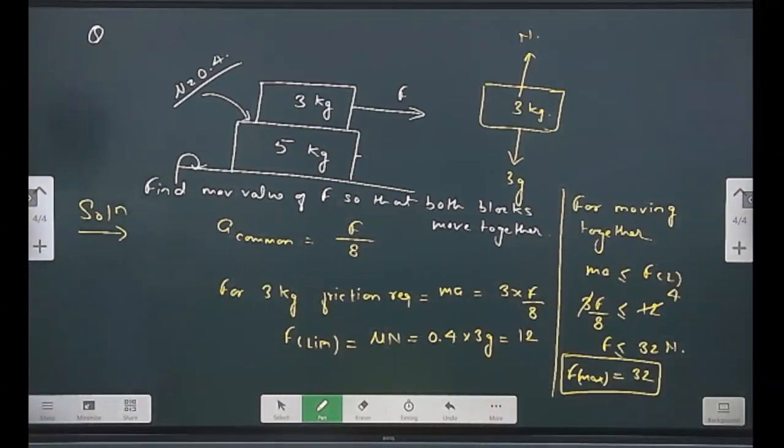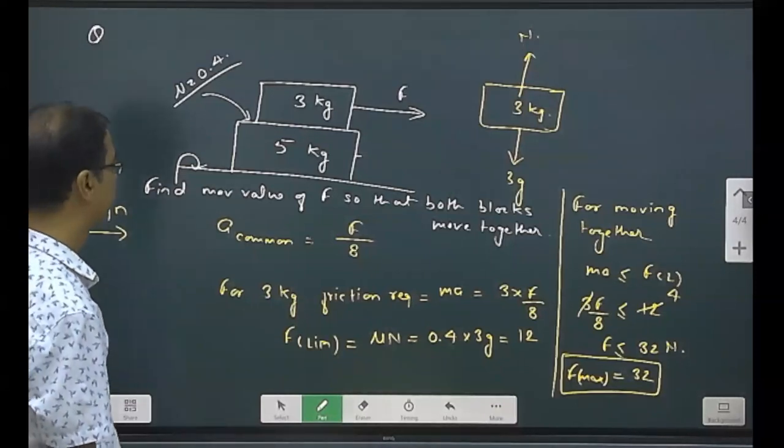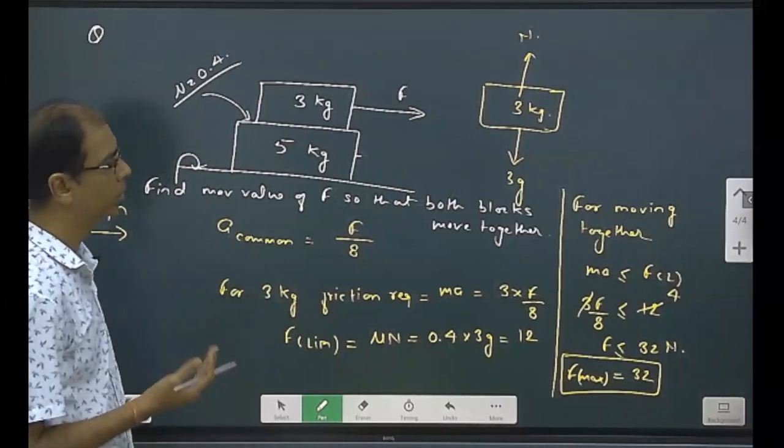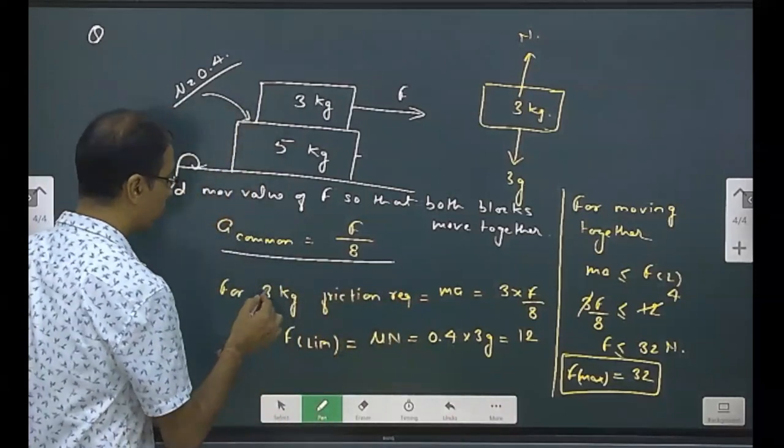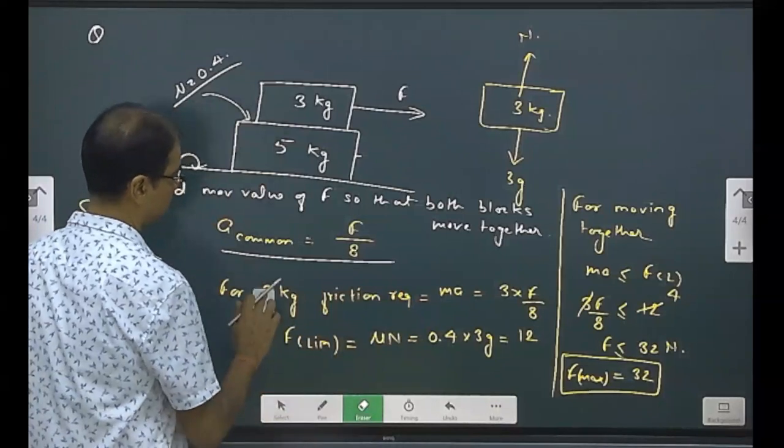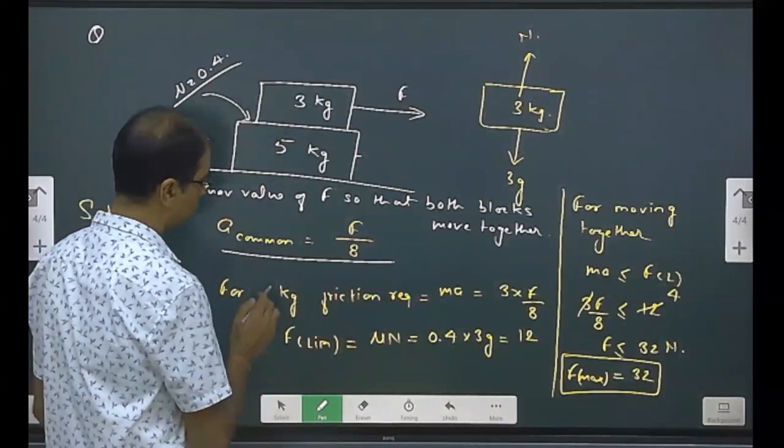Anyone got the answer? Sir, approximately 19, sir. 19.2. Yes, sir. Okay. So when you apply the force on the top, A common is same. There is no change in this one. Then instead of 3 kg, now we have 5 kg, because 5 kg we want to move now. So 5 kg.